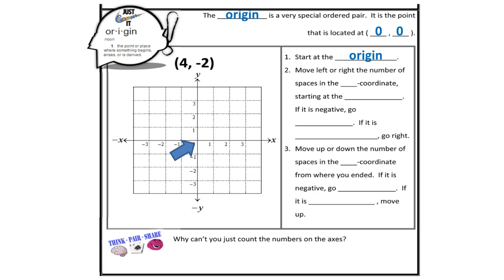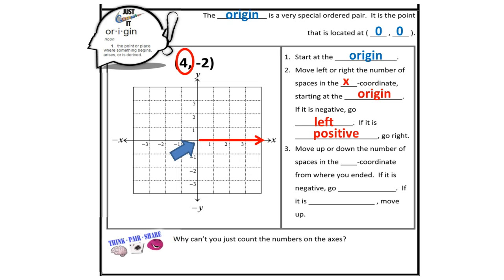Then we're going to start moving to our actual point. Move left or right the number of spaces in the x-coordinate, starting at the origin. If it is negative, go left. If it is positive, go right. All left values are negative, all right values are positive. Since our x-coordinate is positive 4, I'm going to go to the right 4 spaces. So I move over 4 spaces.